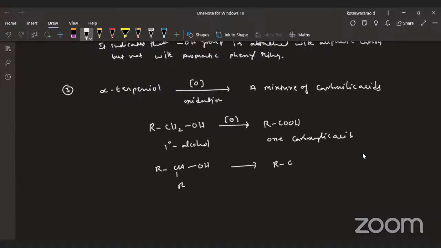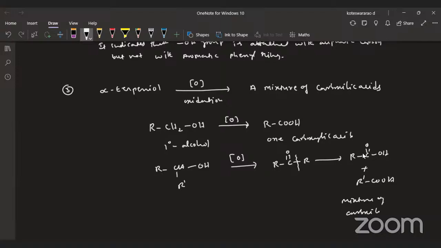Suppose this is R and R prime. On oxidation, first it generates a ketone. Later, this bond undergoes oxidation that leads to the formation of RCOOH plus R'COOH. Two different carbon-containing carboxylic acids, a mixture of carboxylic acids.